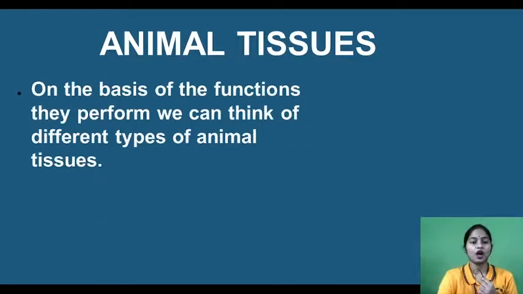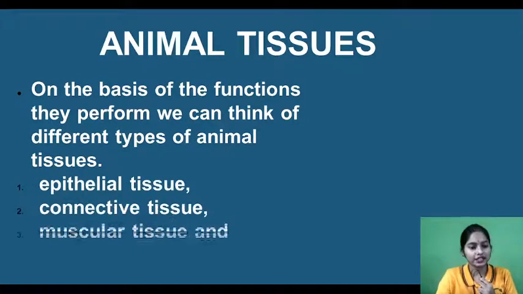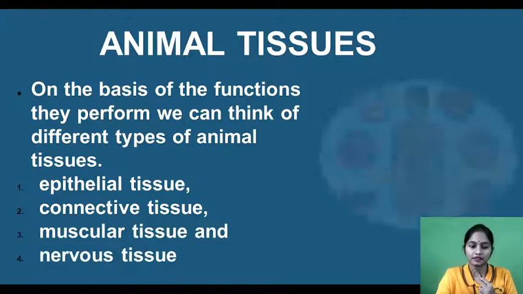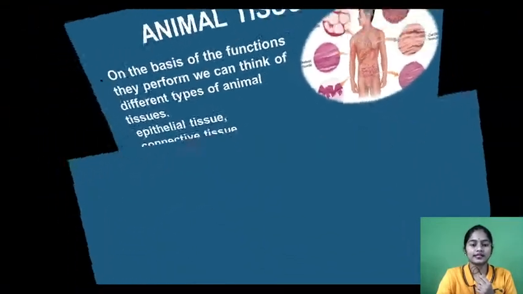Now moving to the next, animal tissue. On the basis of the functions they perform, we can think of different types of animal tissue. So the tissues in animals are divided into different types on the basis of their function. What are they? Epithelial tissue, connective tissue, muscular tissue and nervous tissue. See, there are different types of tissues; their structure is different, they are located at different parts and their function is also different, about which we will be discussing in the later part. Are you ready? So, moving to the next slide.